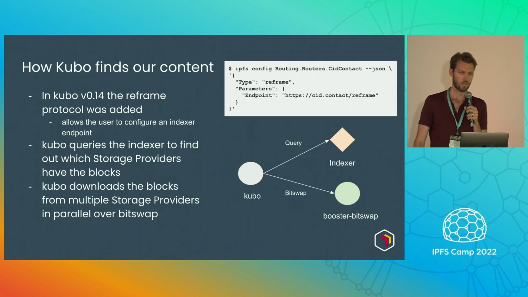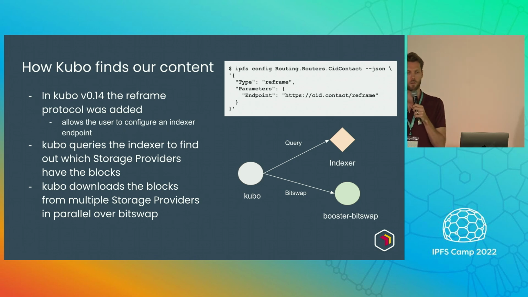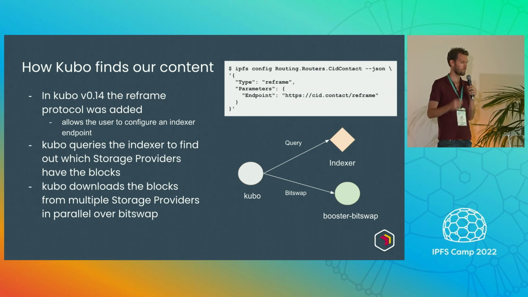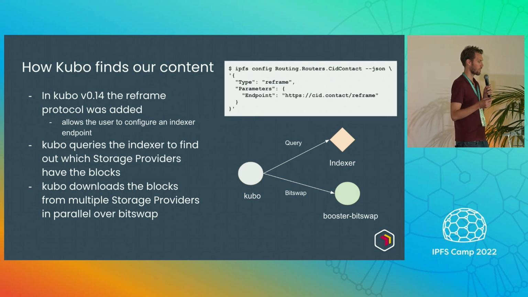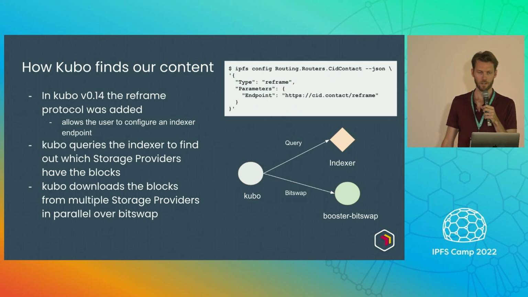So talking specifically about Kubo, in Kubo v0.14, they've added a new protocol called reframe. Traditionally, IPFS has found stuff on the network by asking the DHT, the distributed hash table. With the reframe protocol, we can configure Kubo to instead talk to our indexer. So Kubo queries the indexer. It asks, who has my blocks? The indexer says, these storage providers have the blocks, or these endpoints. And Kubo downloads over Bitswap in parallel from the storage providers.